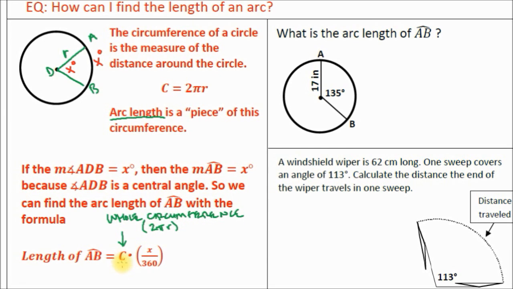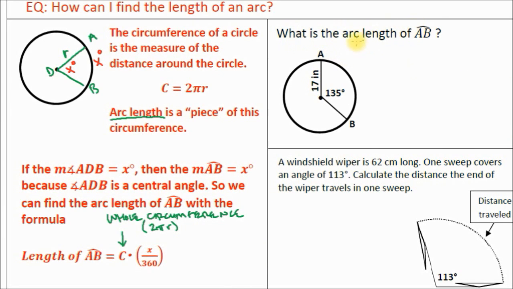So you find the circumference and then you multiply it by this fraction, which is how much of the circumference do we want? Well, in this example, we want x degrees out of a total of 360 degrees. That's the fraction that we want. So this is the formula you're going to use, and normally you're going to find the circumference first, and then you're going to multiply it times the fraction of the circumference that you want. So let's go ahead and see this in an example.